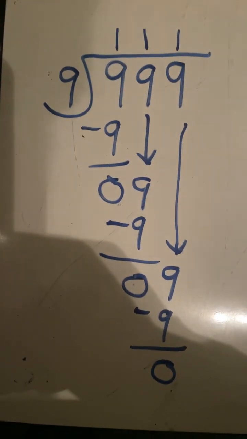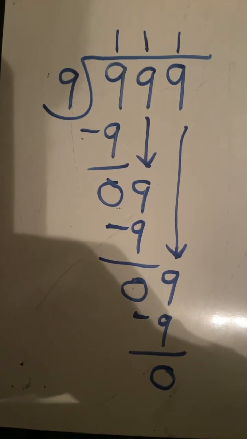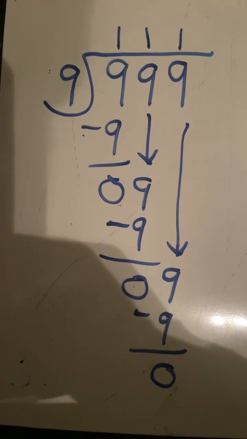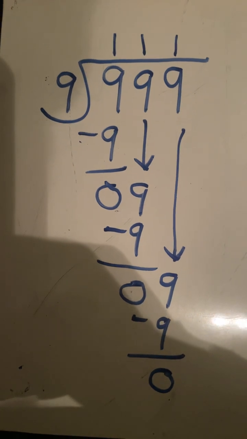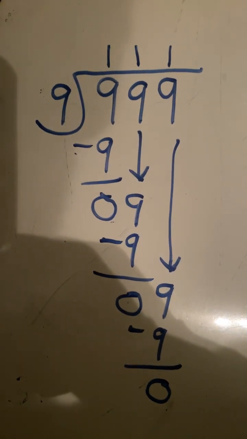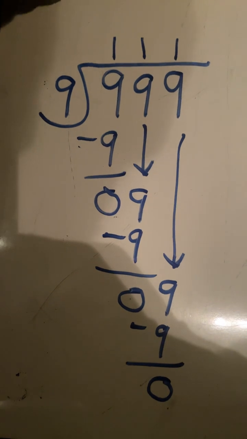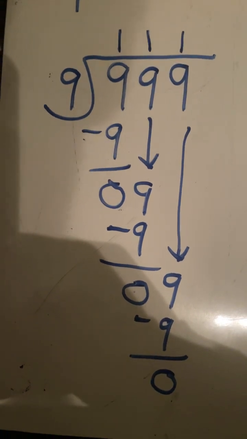So I didn't do the skip counting because it was just very, very clear. If you count by 9s, 9. That's one group. One group of 9 goes into 9.